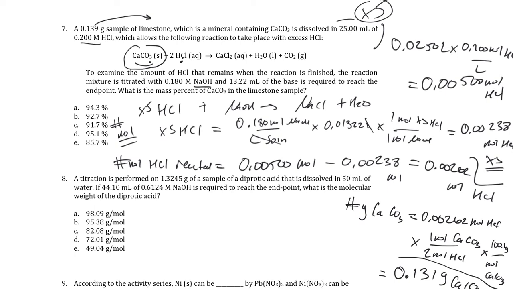So it turns out it's mostly calcium carbonate. The percent of calcium carbonate in the sample will be equal to 0.131 divided by 0.139 times 100%. That's 94.3%.